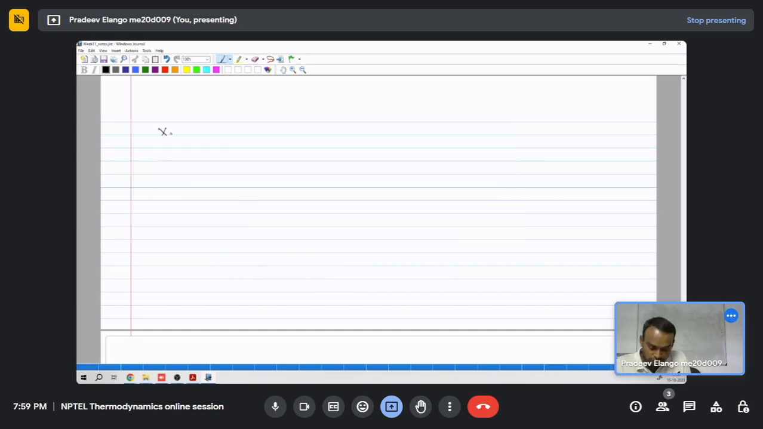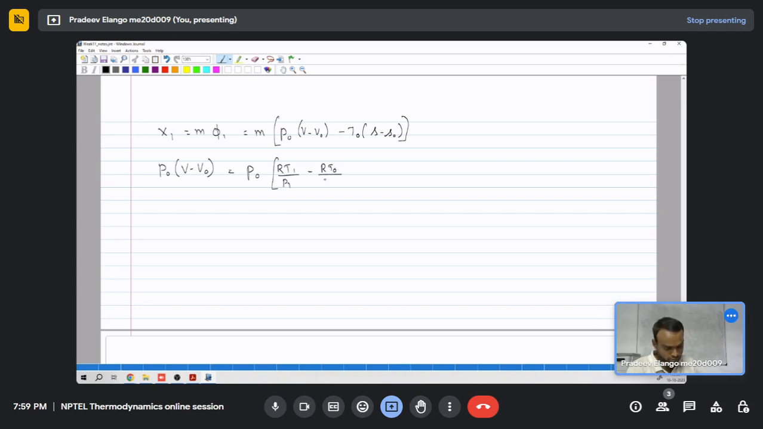Now we know availability is M into P naught V minus V naught minus P naught into S minus S naught. Here for P naught into V minus V naught, we know V naught value, but volume at the final state is not known. So this can be written as RT1 by V1 minus RT1. So here R can be taken, RT1.